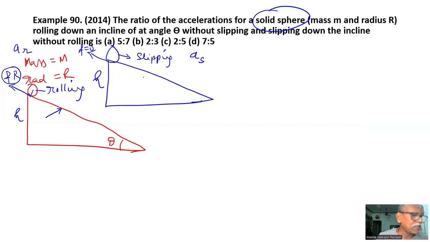Here, for slipping, the acceleration for slipping equals g sin theta, because mg is acting downward. Mg is acting downward, perpendicularly downward. If you resolve along this, then this and this are parallel. Therefore, this is theta. Sorry, this is perpendicular to this plane, this surface.